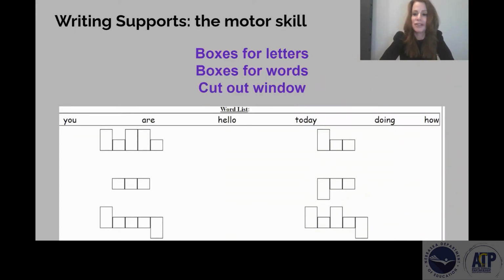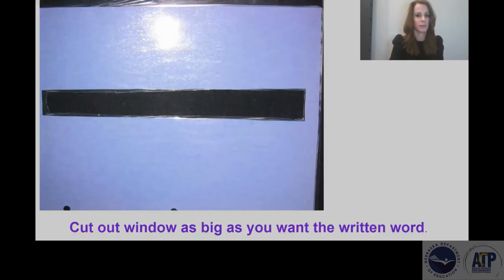So some could just literally be boxes, the visual boundary of a box. So boxes for letters, boxes for words, maybe a cutout window in which they write in. So the window could look much like this. I made it really big, but you would cut it out to the actual size that you would want the student to be writing, and they can move down as they write.